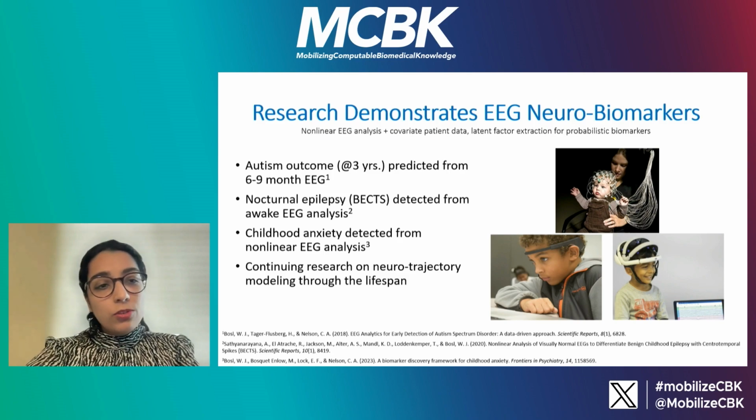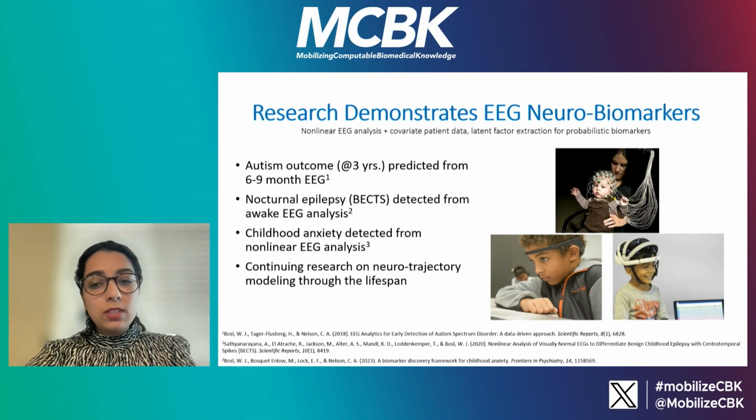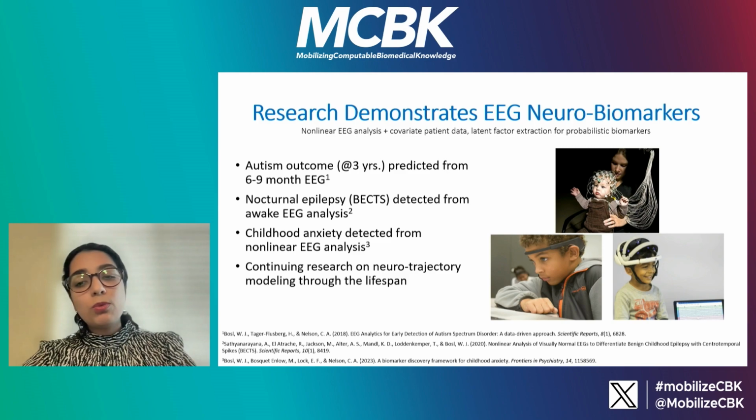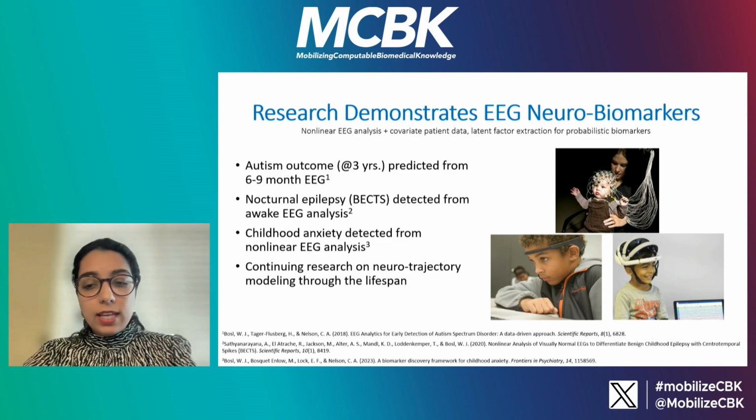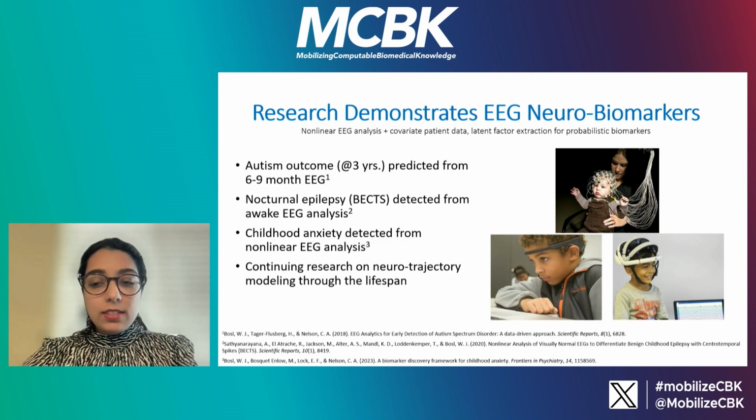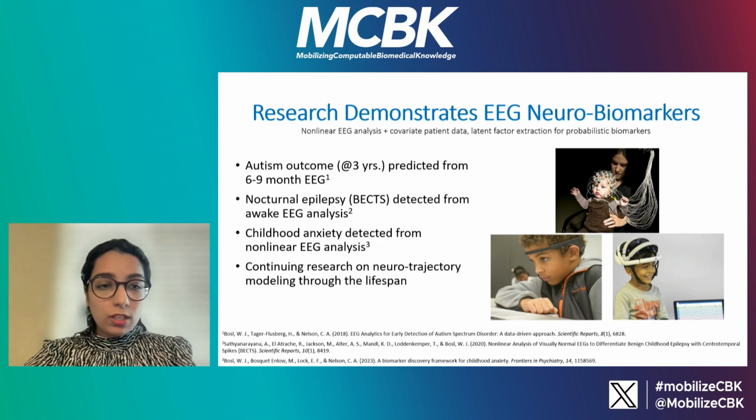This slide shows the previous research which has been done, and the research recruited various cohorts to identify biomarkers for neurodevelopmental disorders in children from EEG recordings. These biomarkers successfully predicted outcomes related to autism, as well as detection of childhood anxiety and nocturnal epilepsy. Our nonlinear analysis, tensor factorization, and probabilistic risk assessment algorithms have opened a new window into neural functioning.